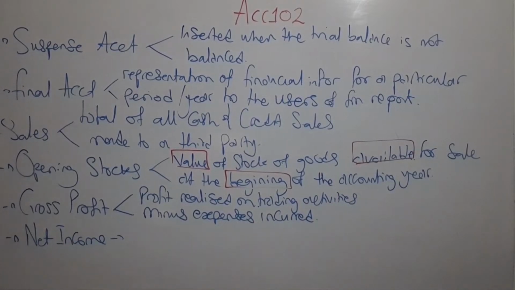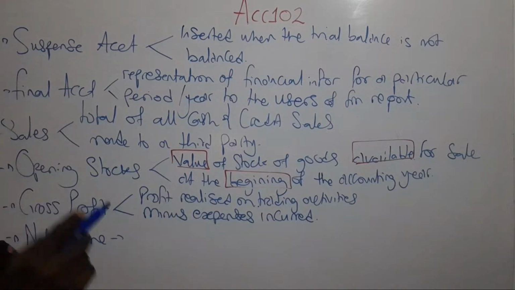Now, when we say net income, this is the amount of money a business has left after subtracting all expenses from its revenue. So it's total revenue minus total expenses. We have the amount of money a business has left after subtracting all of its expenses.